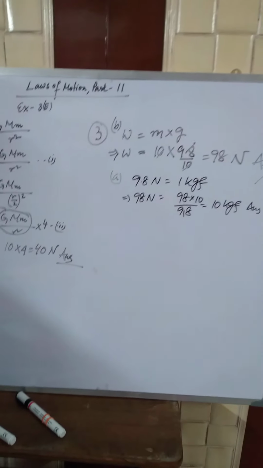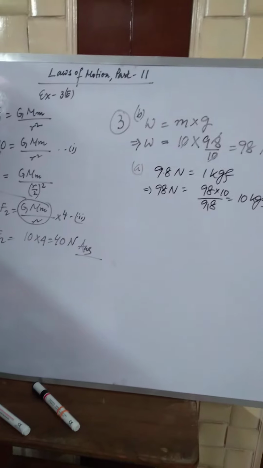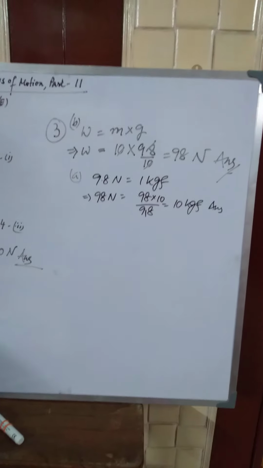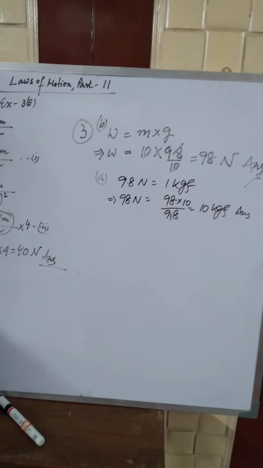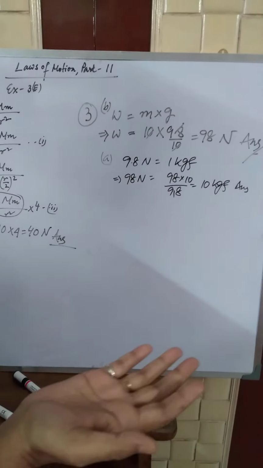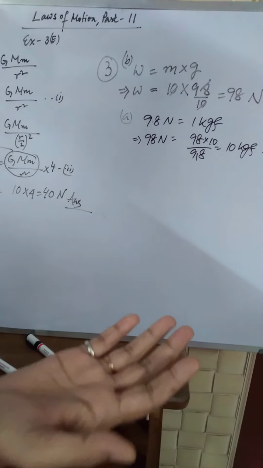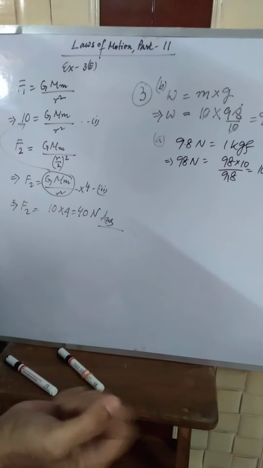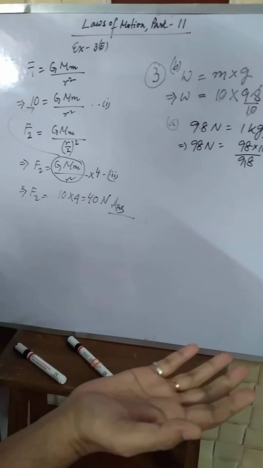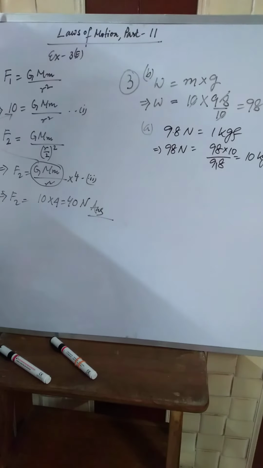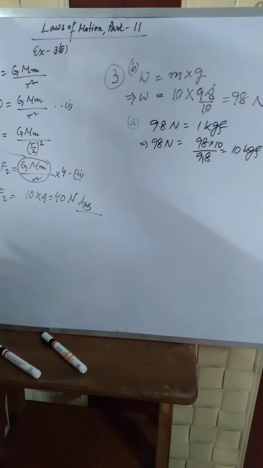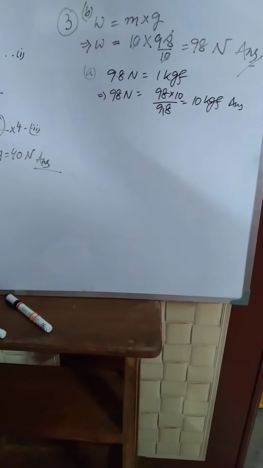It is given in your book that 1 kgf is 1 kilogram force, the force due to gravity on a mass of 1 kilogram. So if you hold any object of mass 1 kg on your palm, then the force of attraction on that object is 1 kgf or 1 kilogram force, and 1 kgf equals 9.8 Newton. So here it is, question number 3.